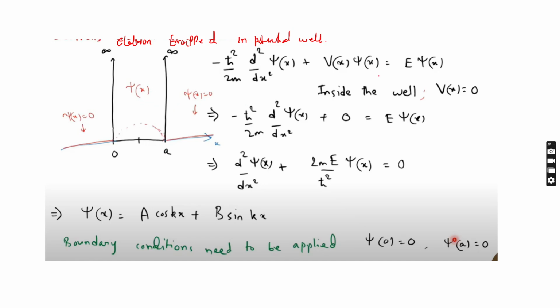So the Schrodinger equation inside the well, where V of x equals 0, we can write as d squared psi of x by dx squared plus 2mE by h cross squared psi of x equals 0. From there we can assume the solution psi of x equals a cos kx plus b sin kx. Now boundary conditions need to be applied: psi of 0 is 0 and psi of a is 0. So we have to apply these two boundary conditions and solve this equation.